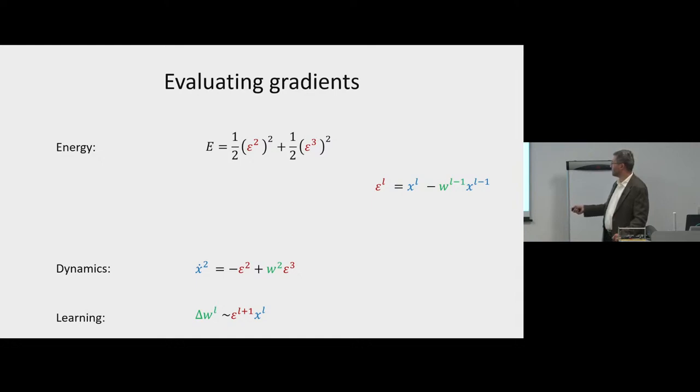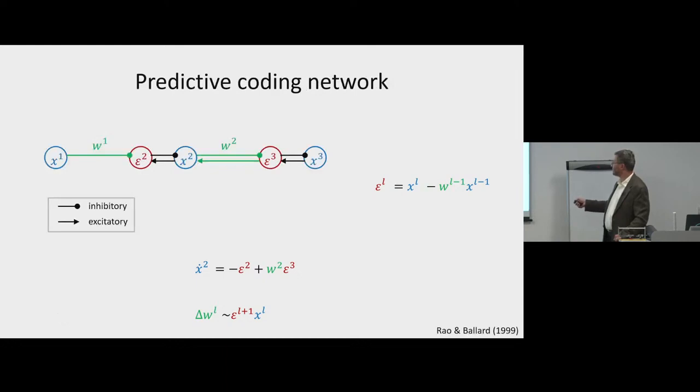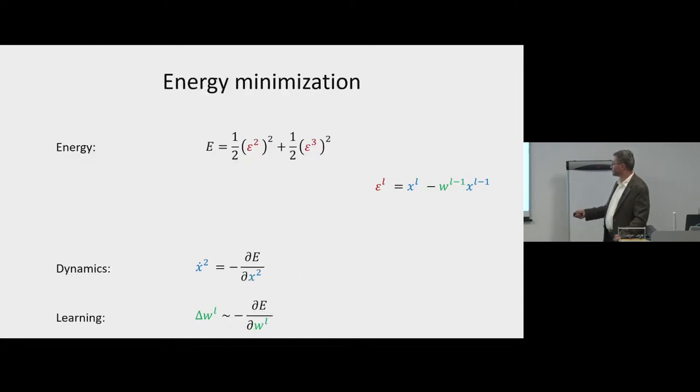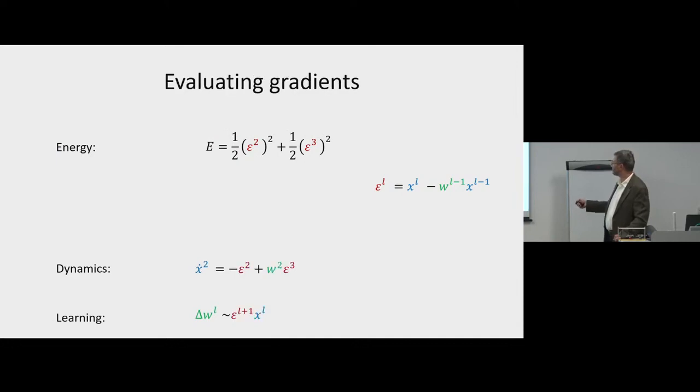And the other will be the error times minus w. Now, to modify the weights, you modify the weights in the direction opposite to the gradient of energy over weight. And each weight only appears in one corresponding energy term. So weight WL appears in the energy term epsilon L plus 1. So the gradient will be just epsilon L plus 1 times the gradient of this expression, which is just XL. So these are the very simple rules which you get for updates of activity and updates of weights.